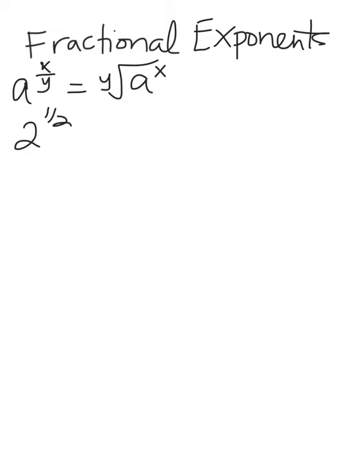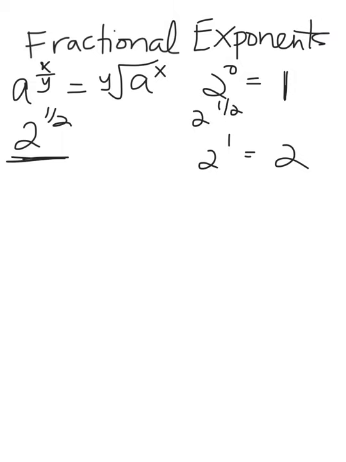All right, so now we're dealing with fractional exponents, and we want to solve this: 2 to the 1/2. We know 2 to the 0, anything to the 0, is just 1. And we know 2 to the first power is 2. Well, 1/2 is between 0 and 1, so that means its answer should be somewhere between 1 and 2. So it's probably going to be a decimal. So we want to know what 2 to the 1/2 is. We want to solve it.